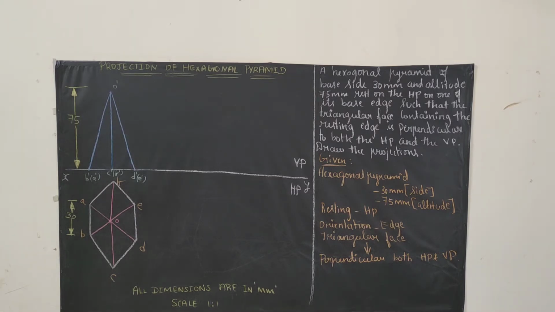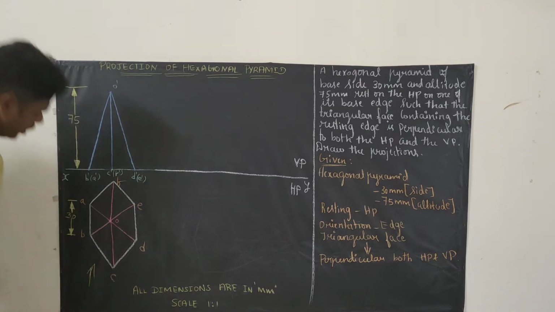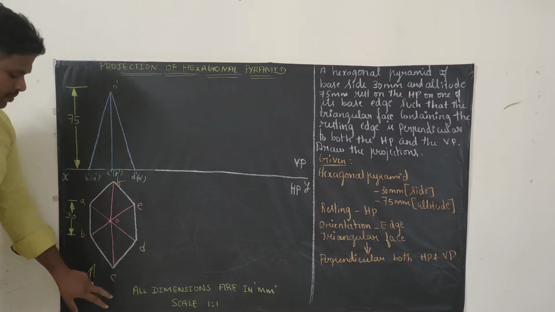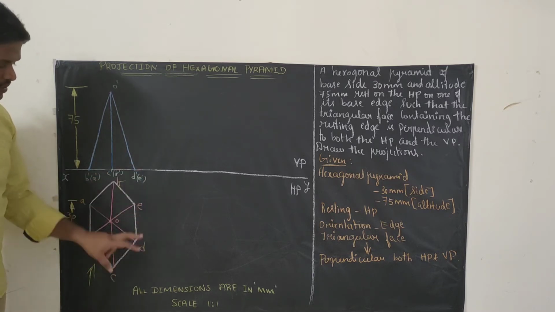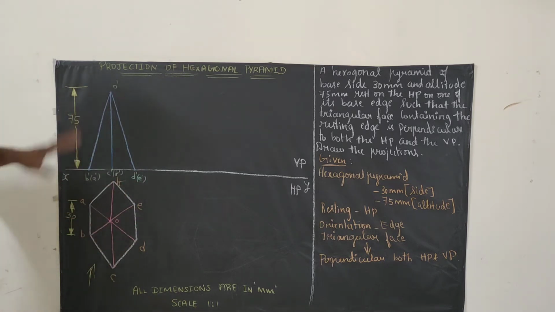So when you look from here, you can see B but you can't see A. So B dash bracket A dash. When you see from here, you can see C but you can't see F. So C dash bracket F dash. When you see from here, you can see D, you can't see E. So D dash bracket E dash. Like this we have to name it up.